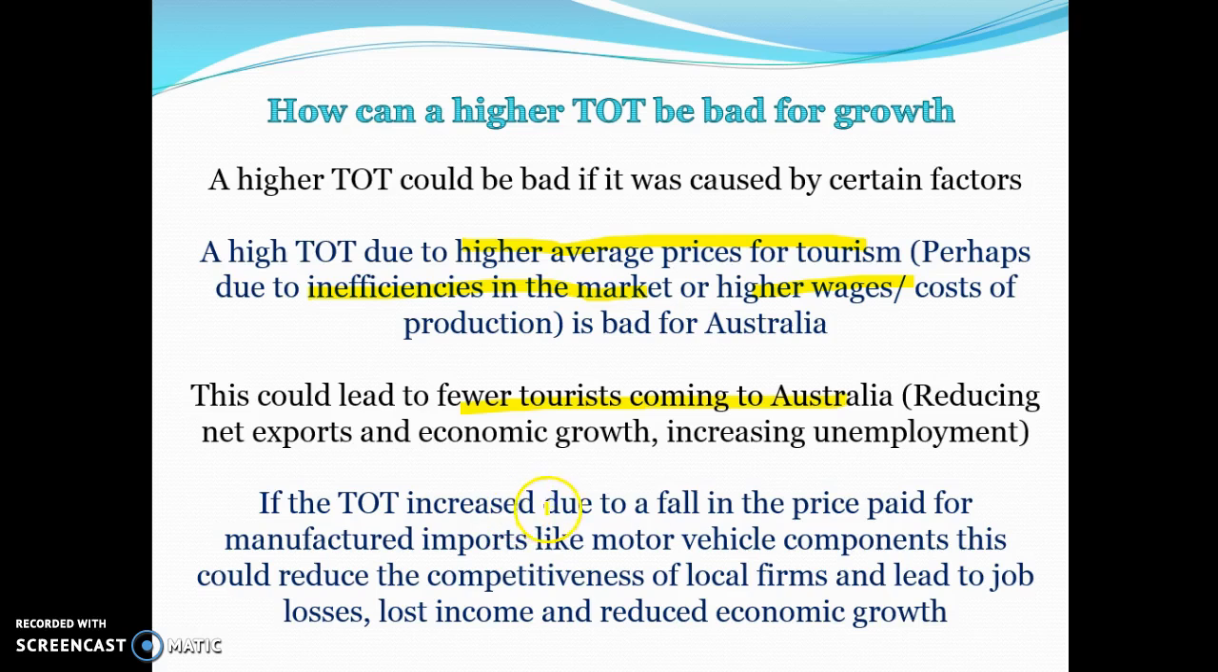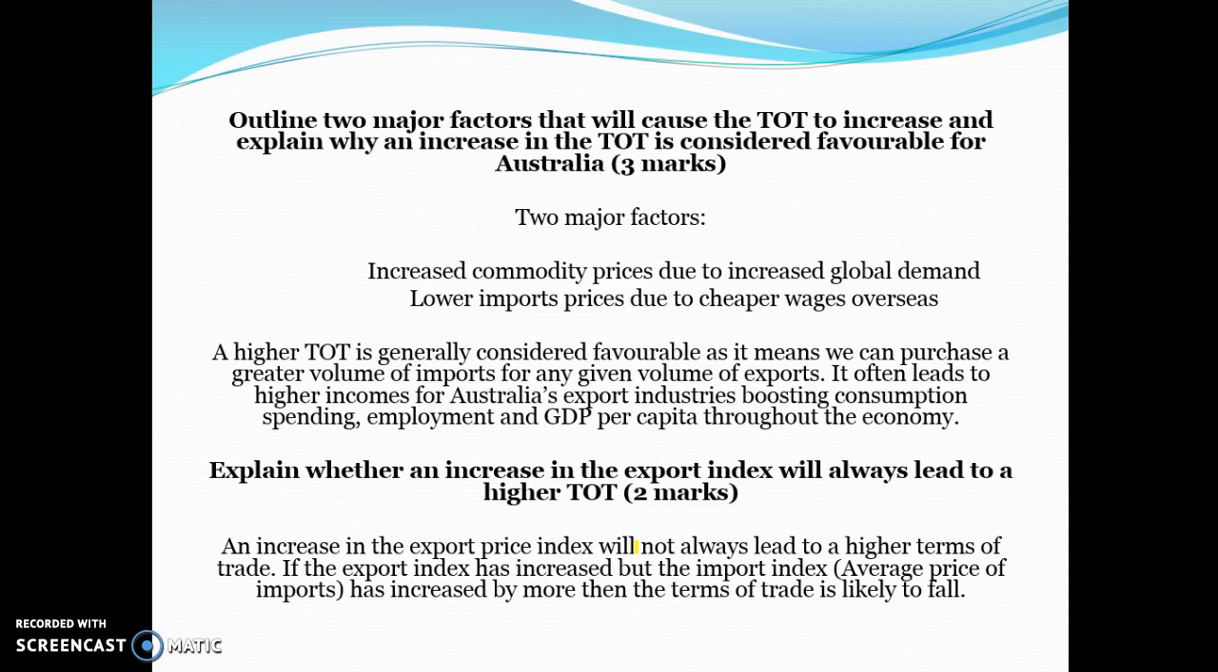But if the terms of trade increased due to a fall in the price paid for manufactured imports, so for example, if there's cheaper imports for things like motor vehicles, components that we're trying to compete against, that can make local firms less competitive. So if it was caused by cheaper imports for things that we were trying to compete with overseas, it may lead to lost income for Australians. But generally these things that we're importing, we're not trying to compete against, so all we do is benefit from the lower prices. But it's important to be mindful that if it is in an industry where we are trying to compete with imported products, then it can lead to lost income, this idea of lower prices.